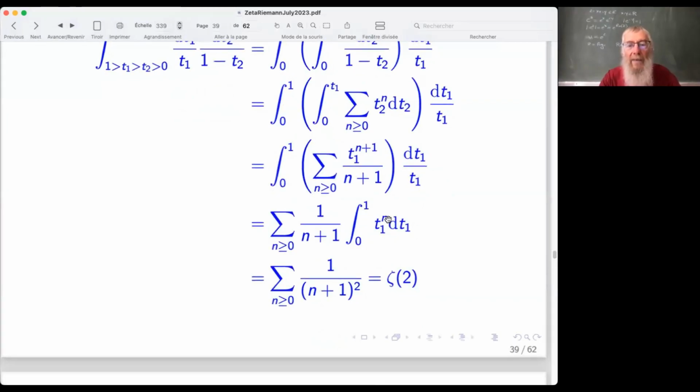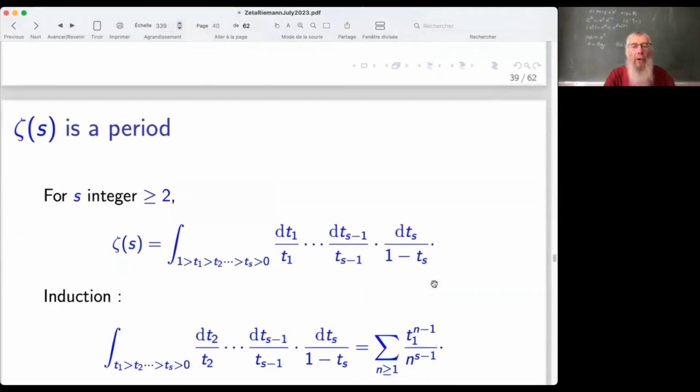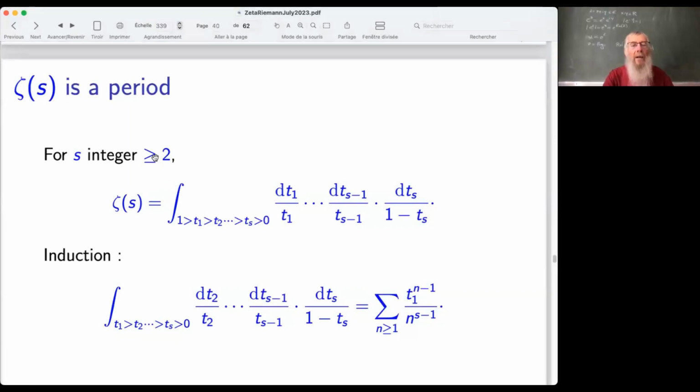And again, this gives 1 over n plus 1. And so we have the sum of 1 over (n plus 1) squared for n greater than or equal to 0. So this is zeta of 2. What I did for zeta of 2 can be done for any integer which is at least 2. And the formula is the following, by induction.